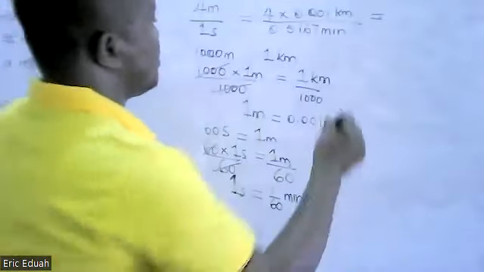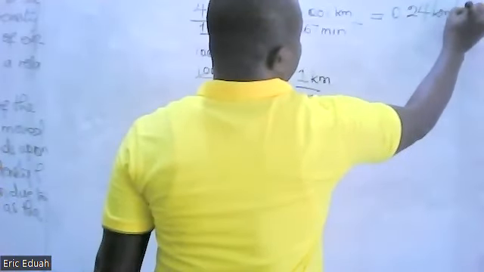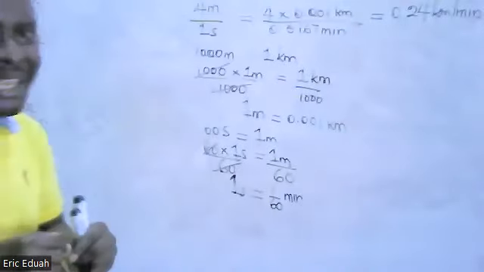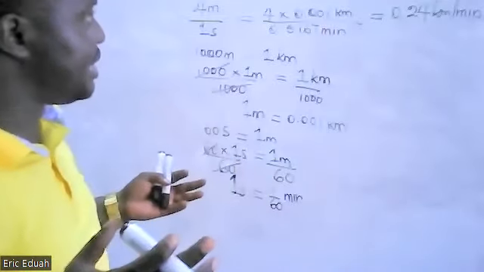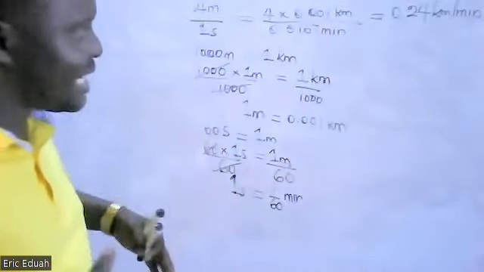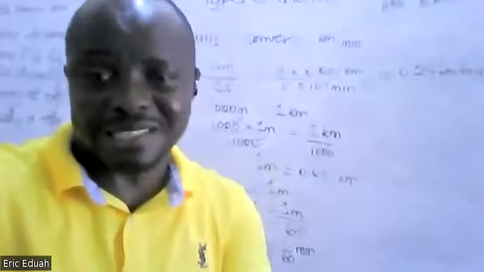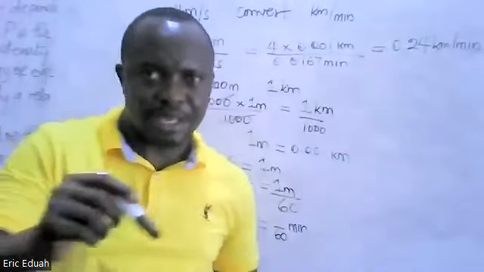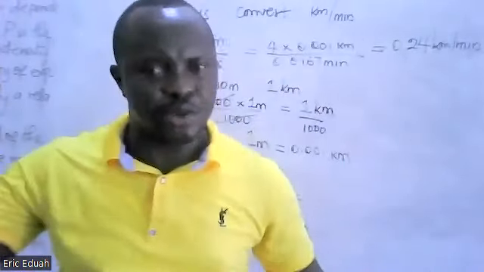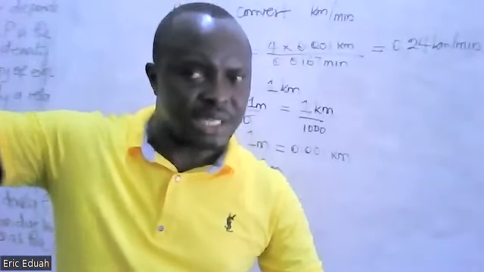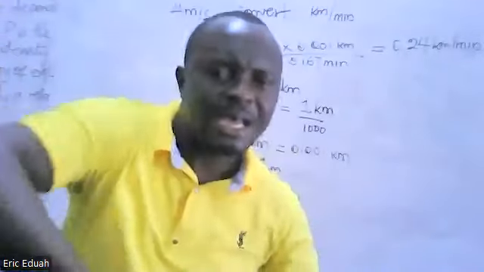Zero point 24 kilometer per minute. So please, I did this systematically to help us understand. So when you are free, just give yourself questions. Give yourself a question in kilometer per hour per minute to convert to SI unit, and give yourself a question in meter per second to convert to kilometer per minute, kilometer per hour, kilometer per day.